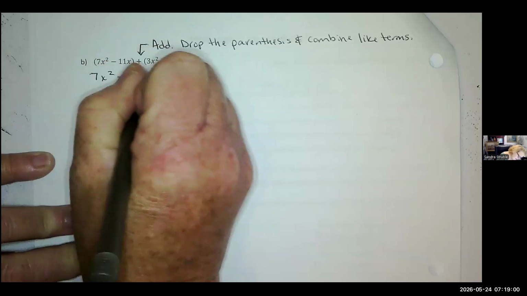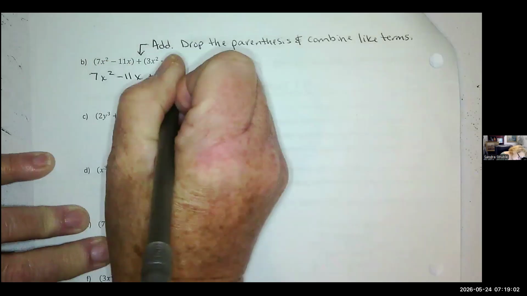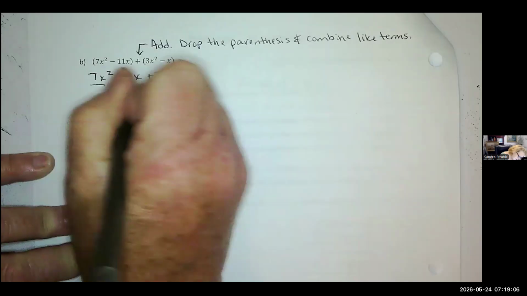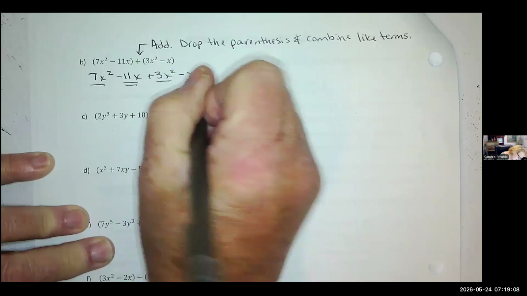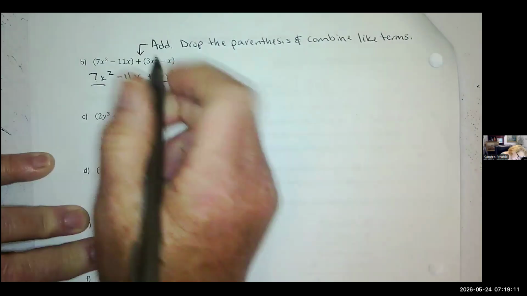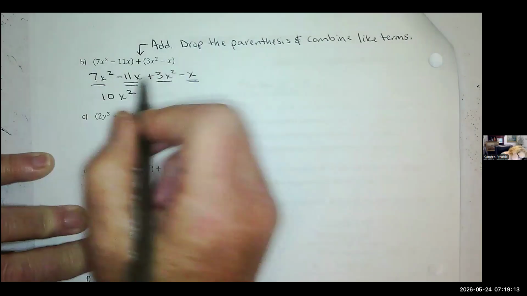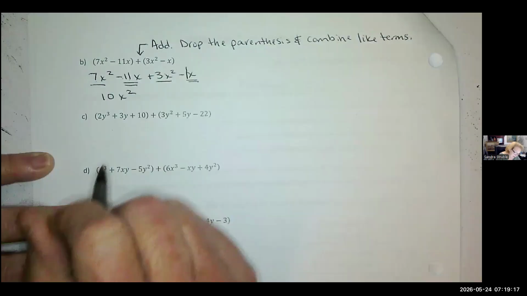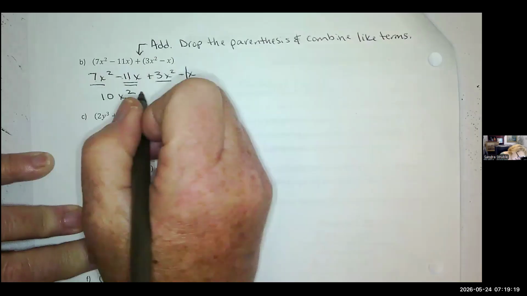and now we're going to combine like terms. Here's an x squared, x, and x. 7 plus 3 is 10, x squared. Negative 11 minus 1 is, the signs are the same, so you add and keep the sign. So minus 12x.